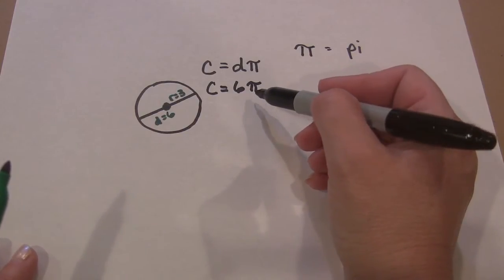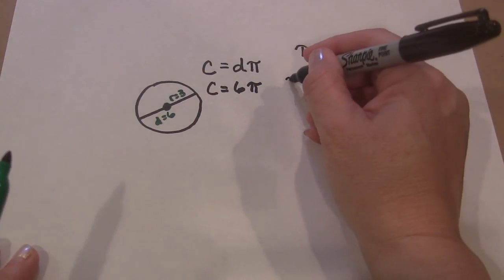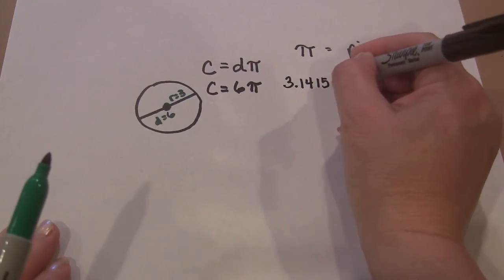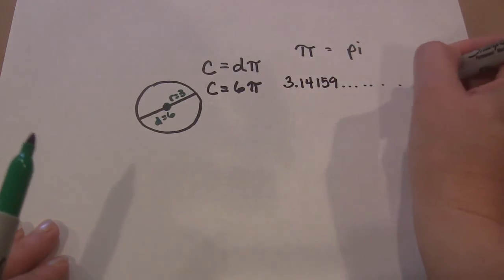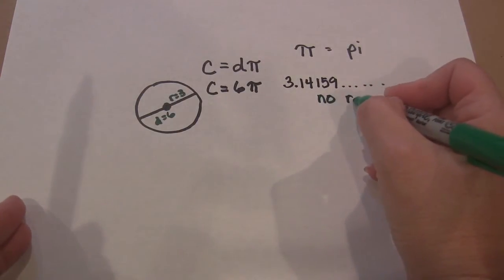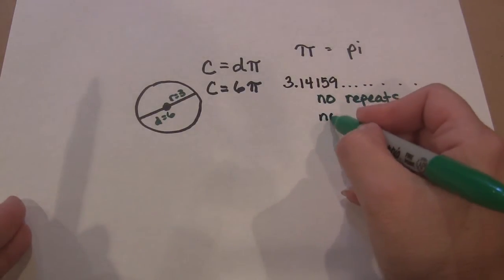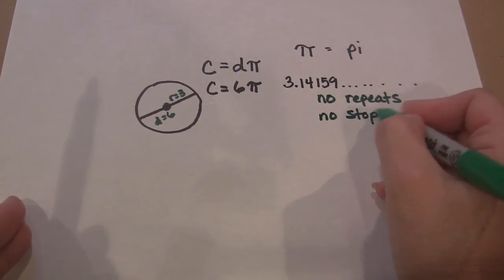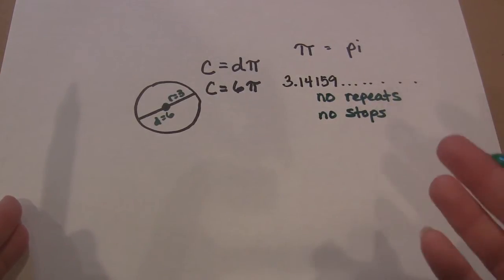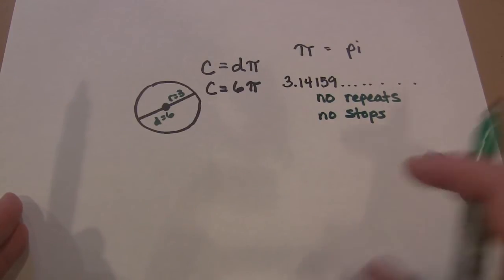That's because pi is kind of a weird number. Pi, I'm sure you've heard before, is 3.14159 and so on. And it keeps going. Here's the thing about pi, it never repeats. Never repeats. And it never stops. It goes on for all eternity. So it cannot be written as a regular number. It cannot be written as a fraction. It cannot be written precisely as a decimal.